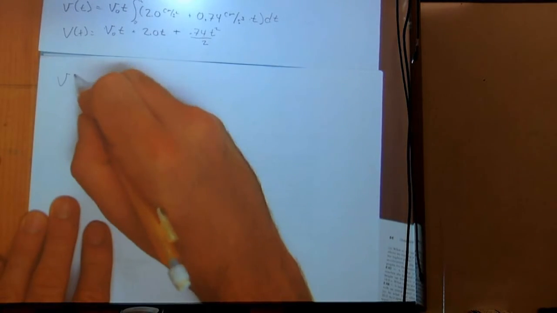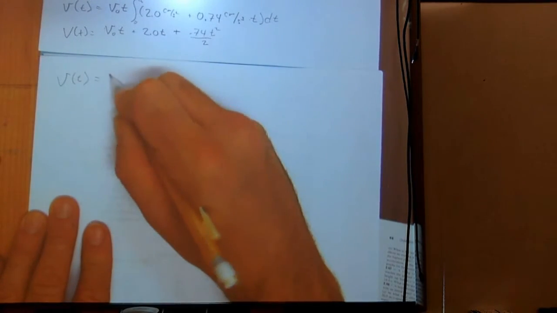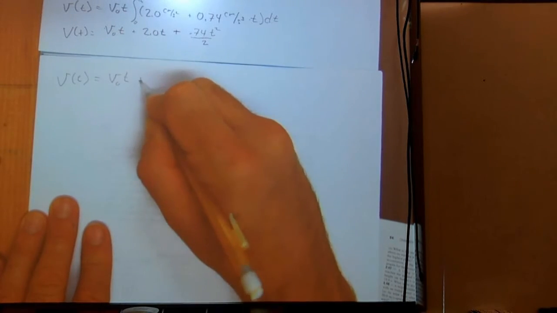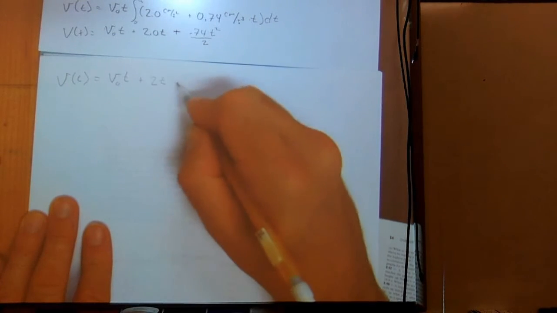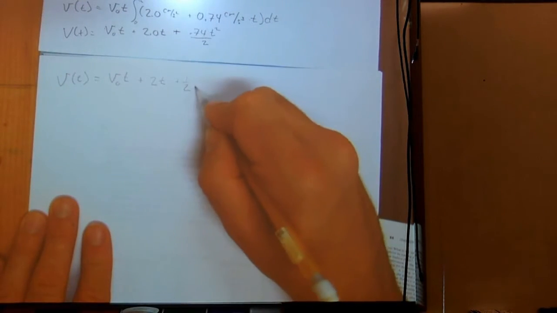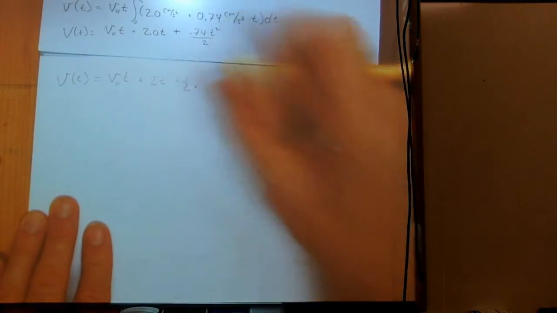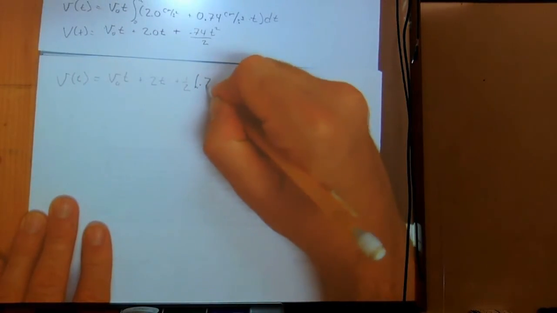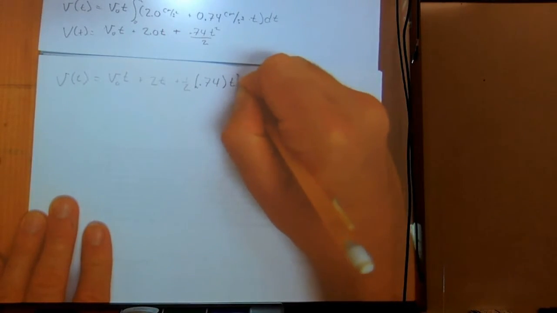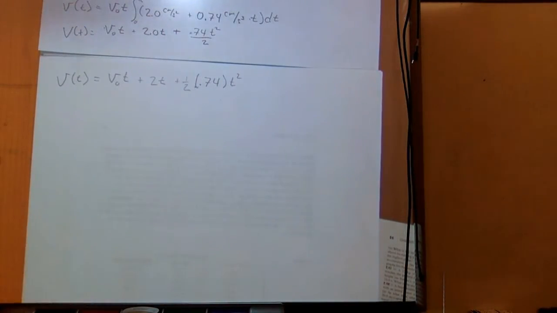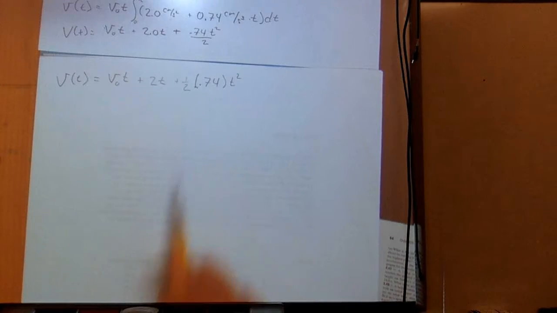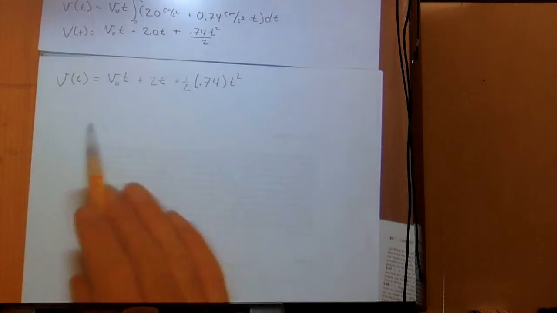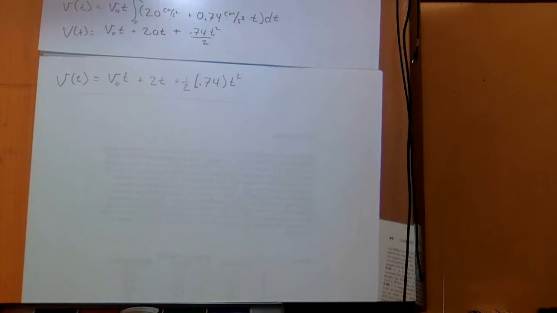Ready for this? V of t is equal to v naught t plus 2t plus 1/2 of 0.74 t squared. Is this looking at all familiar to us right now? I could rearrange this: v naught t plus 1/2 a t squared. That should look a little bit familiar, right? So now at this point in time, I can just go and plug in my values.